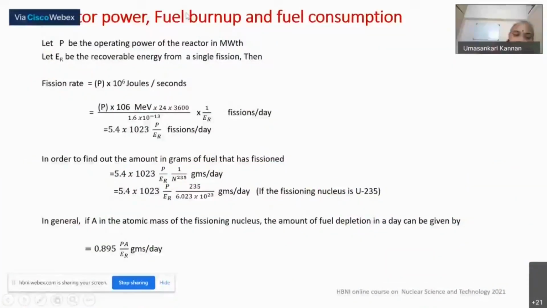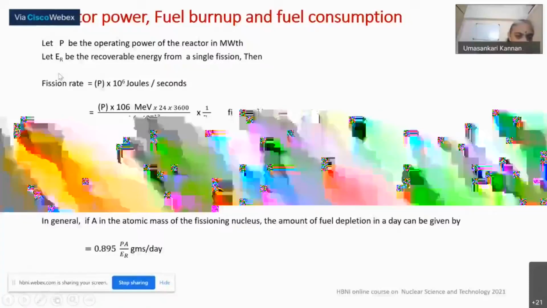This is another way of looking at it. If P is the operating power of the reactor and ER is the recoverable energy from a single fission, in our case around 200 MeV or so, this is a general formula for calculating the fuel burn-up or fuel consumption, rather than a specific example.